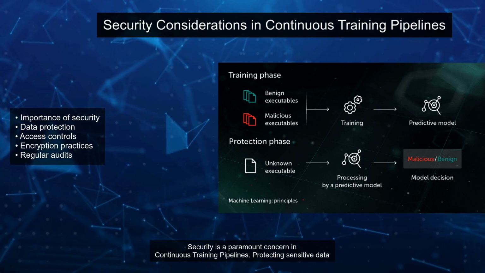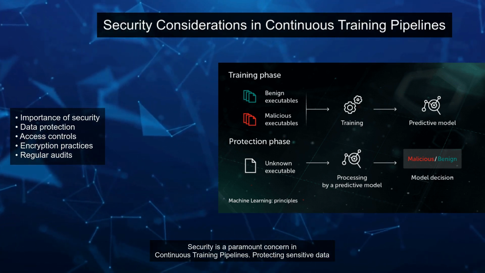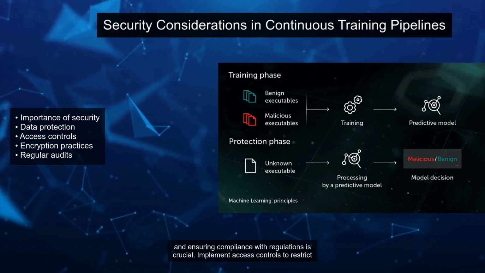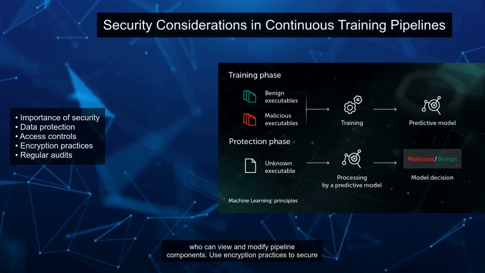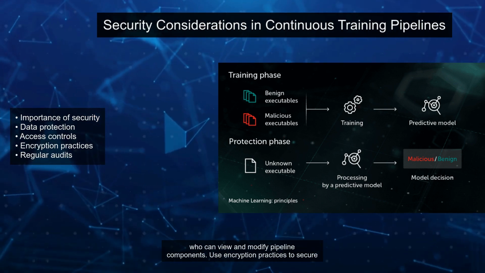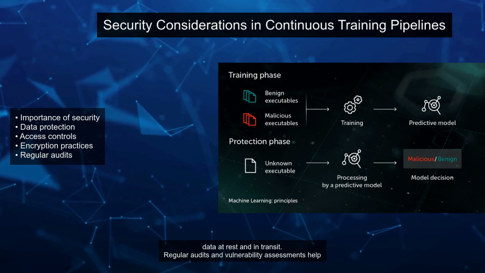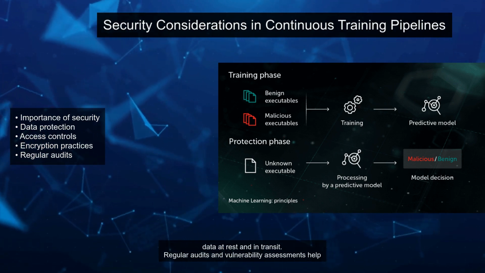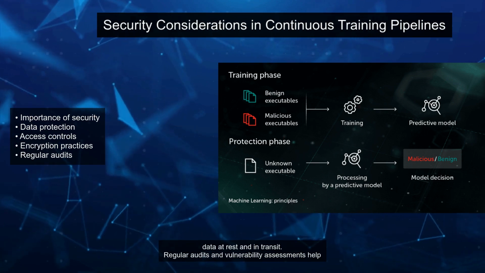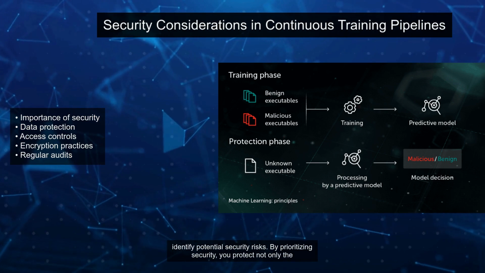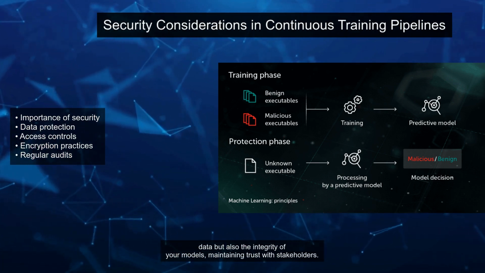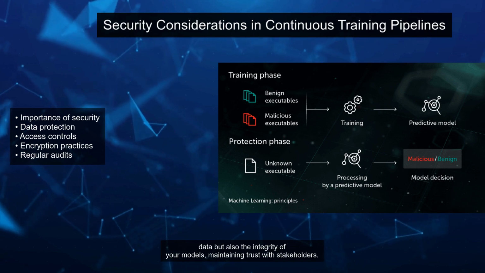Security is a paramount concern in continuous training pipelines. Protecting sensitive data and ensuring compliance with regulations is crucial. Implement access controls to restrict who can view and modify pipeline components. Use encryption practices to secure data at rest and in transit. Regular audits and vulnerability assessments help identify potential security risks. By prioritizing security, you protect not only the data but also the integrity of your models, maintaining trust with stakeholders.